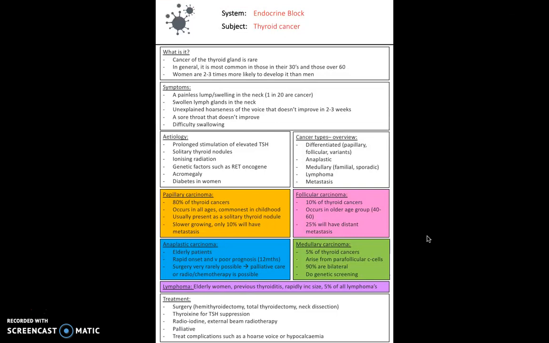There are different types of thyroid cancer as well, but these are the 5 that are really important to be aware of. So papillary carcinomas make up 80% of thyroid cancers and can occur at all ages. They're slow growing and have a slim chance of metastases. On the other hand, we have follicular carcinomas, which make up around 10% and are more common in the older age group, but 25% of these will develop distant metastases. We can have anaplastic, and this is the really bad one. It's very poor prognosis, usually 12 months or below, and we do tend to see this in elderly patients, which often go on to have palliative care.